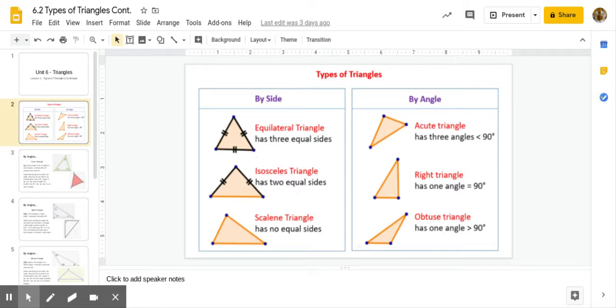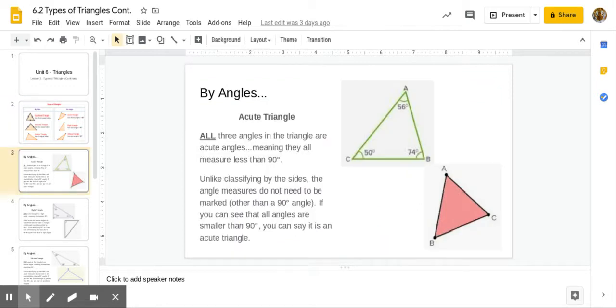If one of them is 90 degrees, we have right. And if one of them is larger than 90 degrees, we have obtuse. So let's take a closer look at each of those three. The first one is acute. In an acute triangle, all three angles of the triangle have to be acute angles, meaning they all have to measure less than 90 degrees.